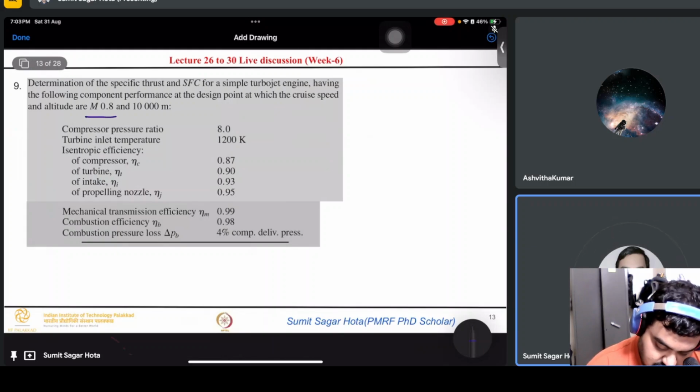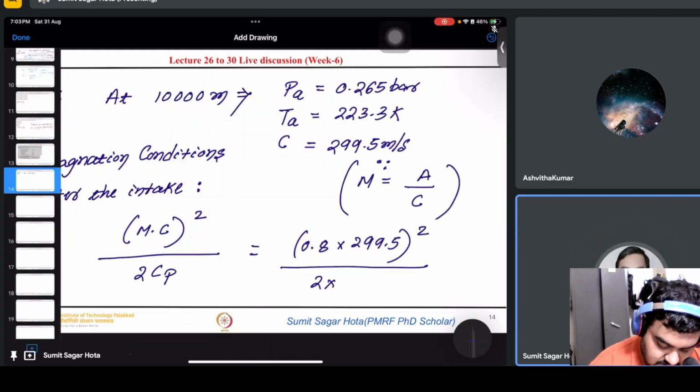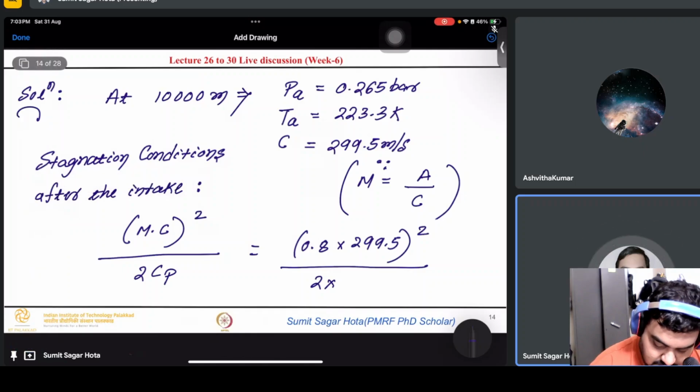Is CP given? Basically CP is not given in the question, so take the general value. We more or less assume it as constant, and the value is 1.005. Actually it's not constant, it can vary with the altitude, but we assume it as constant for the simplicity of the problem. Since it is not mentioned that it will vary, we can assume it as a constant quantity.